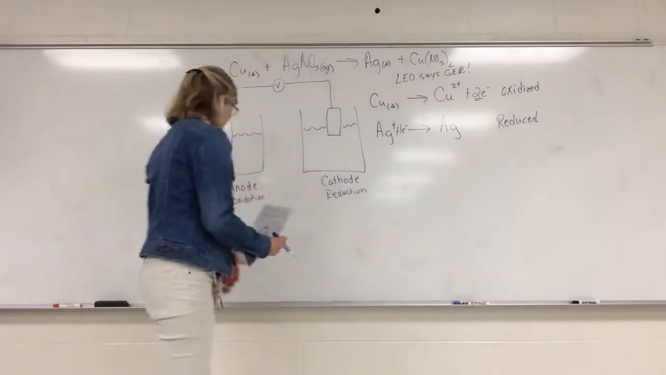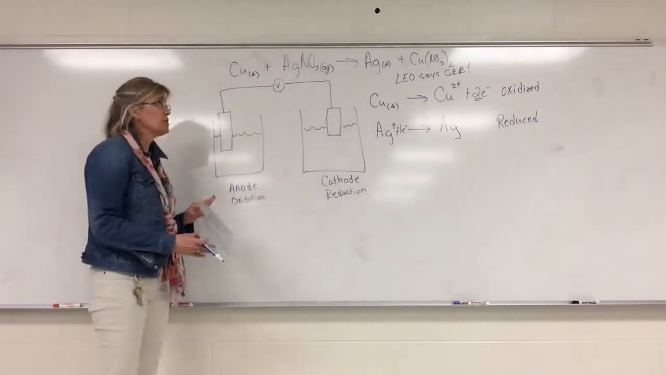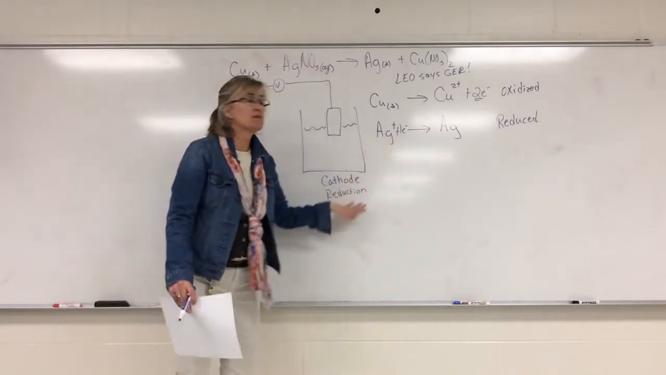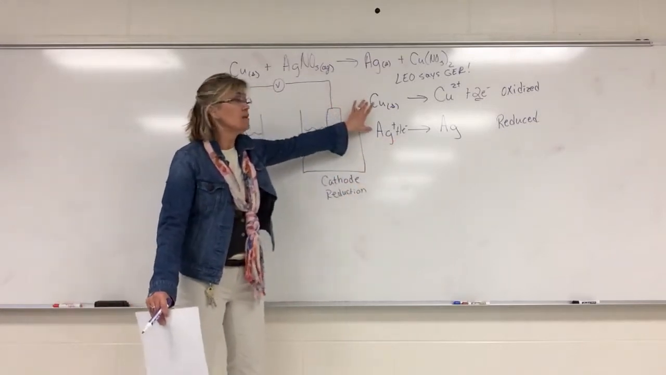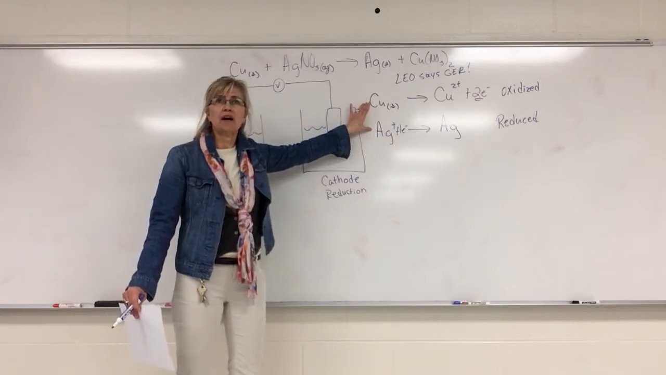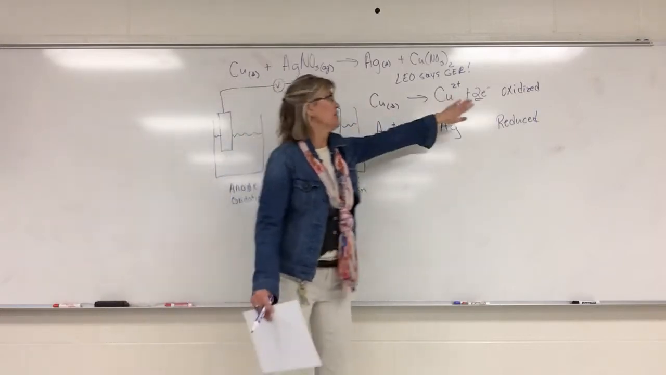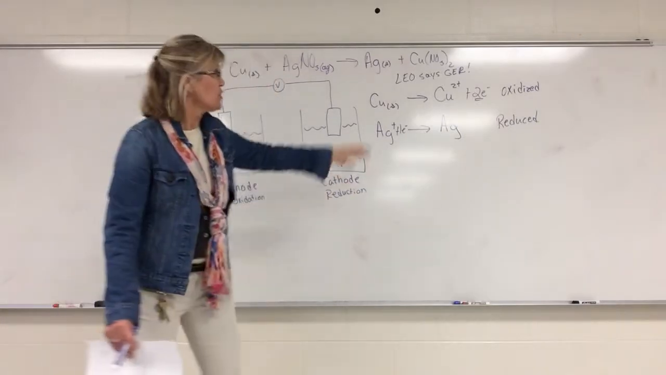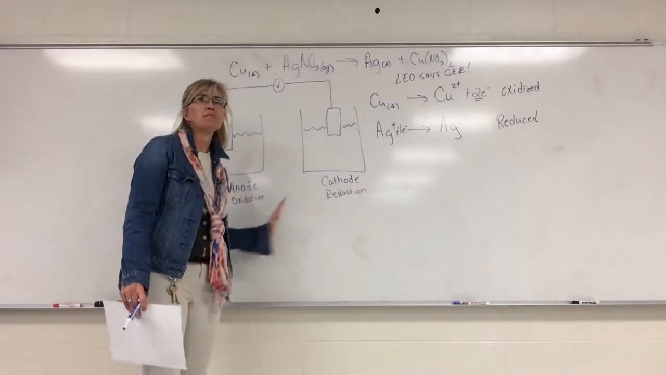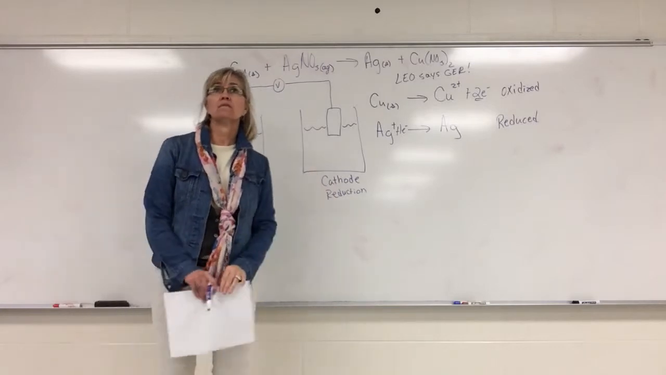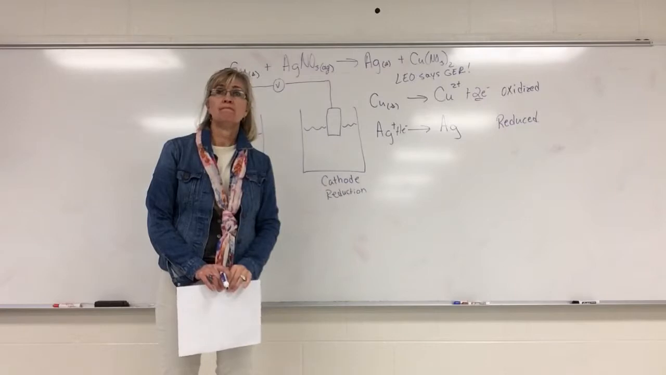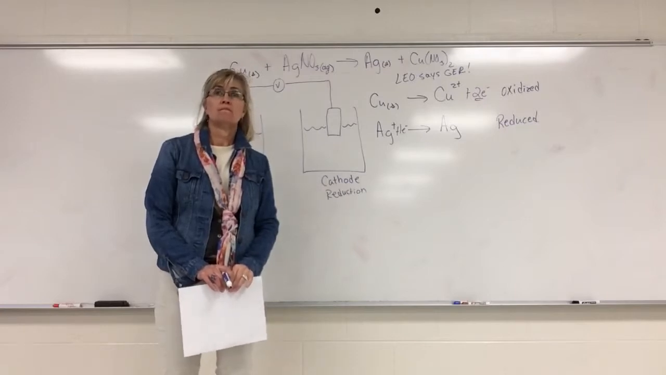Anyways, they will want you to say which one of these is in the anode compartment, which one of these is in the cathode. So that's why it's very important that you first start out with a half reaction and correctly identify what is oxidized and reduced, because once you've done that, then you can correctly place them in the right compartment.